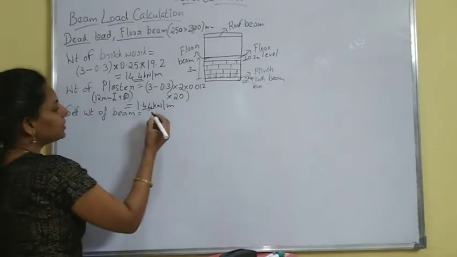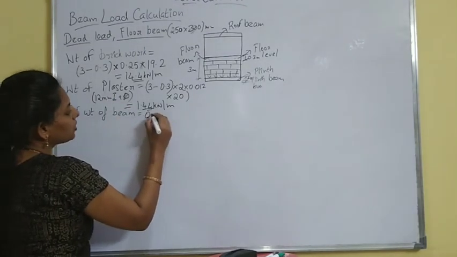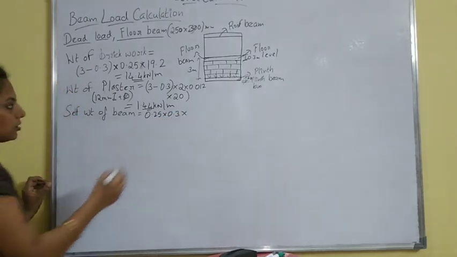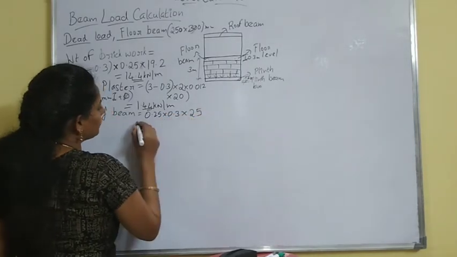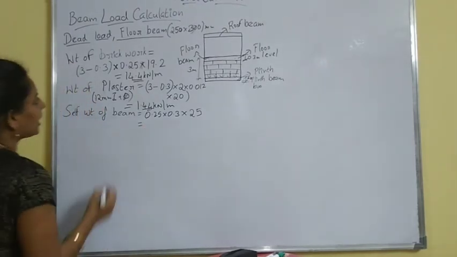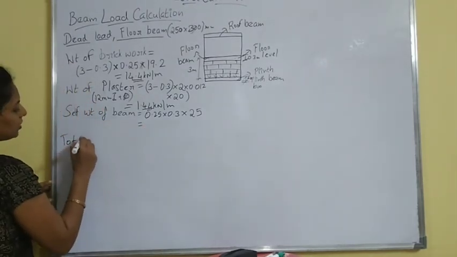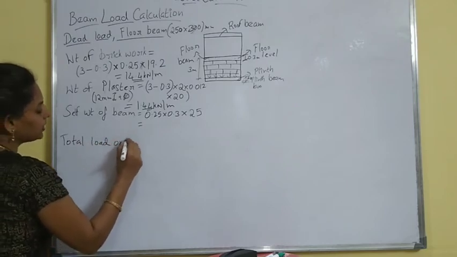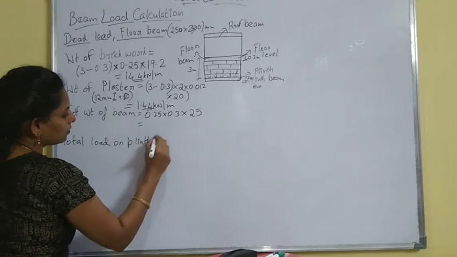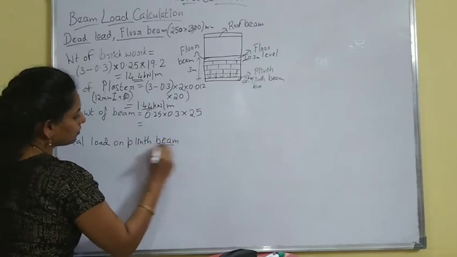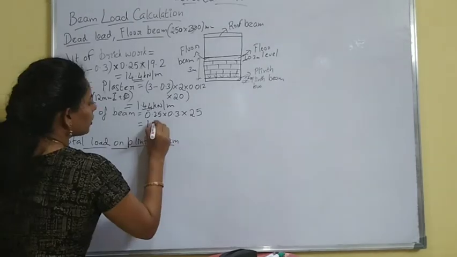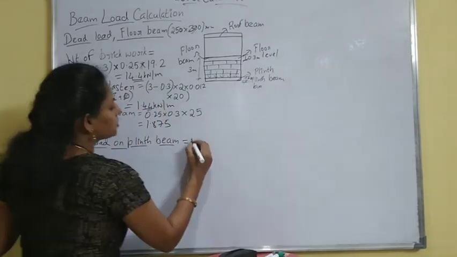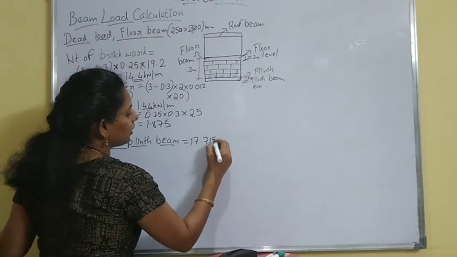Next, self weight of beam. Self weight of beam is 0.25 into 0.3 into the density of concrete. This you have to calculate, then calculate the total load. This is only for the plinth beam. So the total load on the plinth beam will be 17.715.